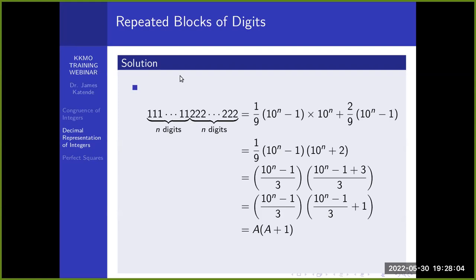So we have some things written here. I will just use a small example to illustrate this. So suppose we have 1 repeated 3 times and 2 repeated 3 times as well. Then I can write this as 1, 1, 1 multiplied by 1,000, or 10 raised to 3. And then I can add 222.